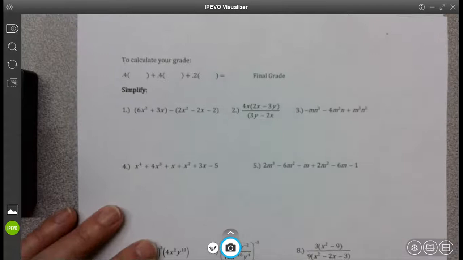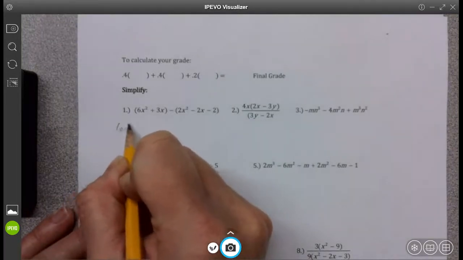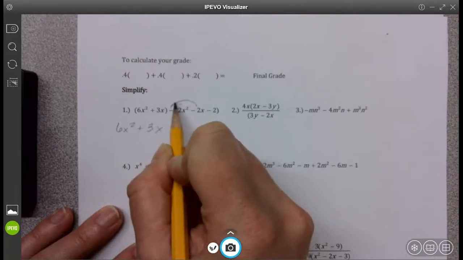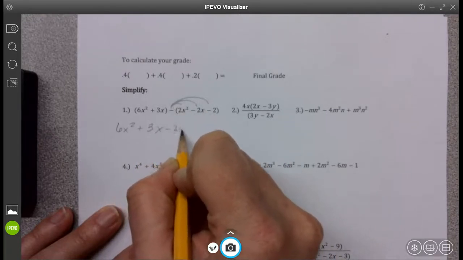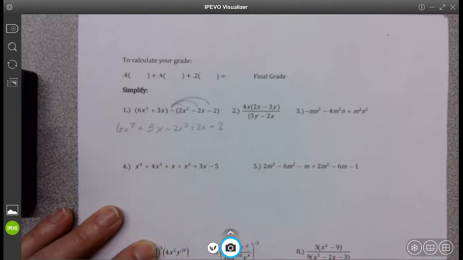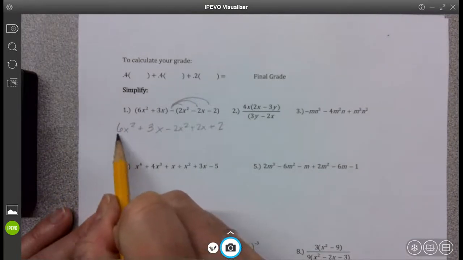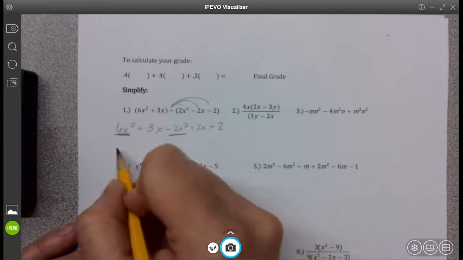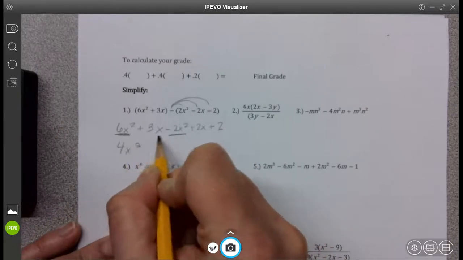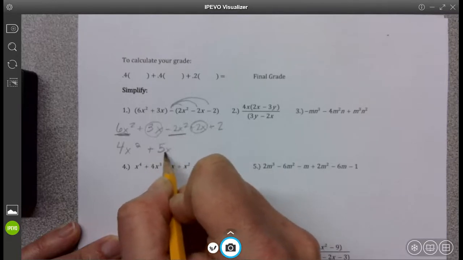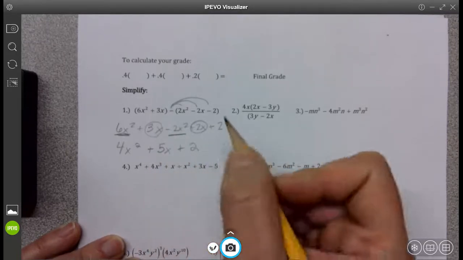So the first one is just combining like terms. It is 6x squared plus 3x. Now be careful, subtract every single term inside the quantity. When you do that, the signs will change because you're subtracting negatives. So I underline the ones that are similar. 6x squared minus 2x squared is 4x squared. 3x, 2x is a 5x, and then plus 12.